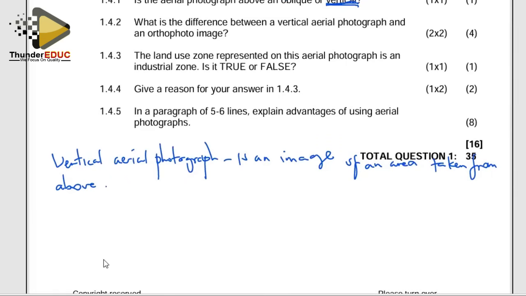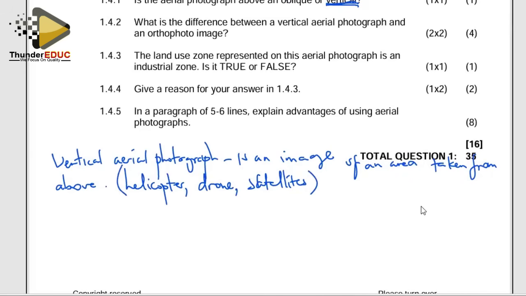For example, we can take it using helicopters. We fly a helicopter over an area and capture pictures of the area. Or we can use a drone. We capture the image of the area. Or we can use satellite imagery to show the appearance of the area. That gives us a vertical aerial photograph.